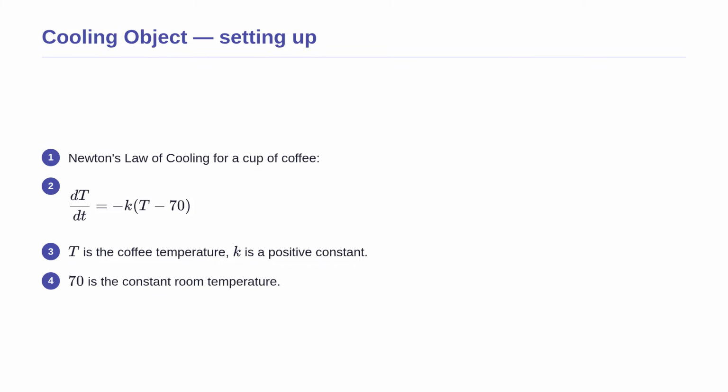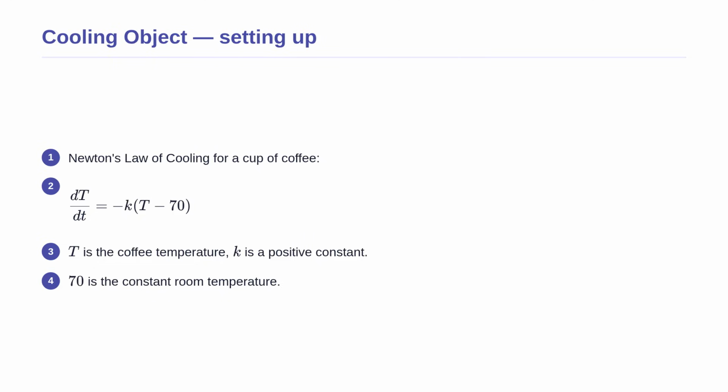Suppose a hot cup of coffee is cooling down in a room. The temperature of the coffee, T, changes according to Newton's law of cooling. This is given by the equation dT/dt = -k(T - 70). Here, k is a positive constant representing the cooling rate, and 70 is the room temperature. The negative sign shows that the temperature is dropping over time.